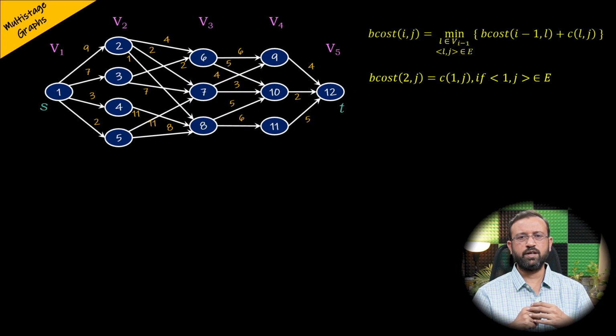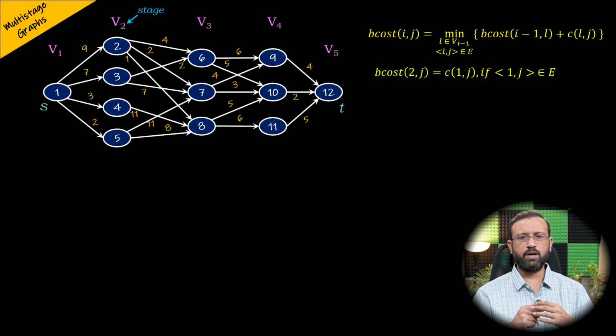So, to start with, we have to compute the BCost of the path from stage 2 and every vertex in stage 2. So, the BCost of stage 2 and vertex 2 is BCost(2, 2), which is equal to the cost of the edge between source vertex 1 and vertex 2, that is C(1, 2) and is equal to 9. Then BCost of stage 2 and vertex 3 is BCost(2, 3), which is equal to the cost of the edge between source vertex 1 and vertex 3, that is C(1, 3) and is equal to 7.